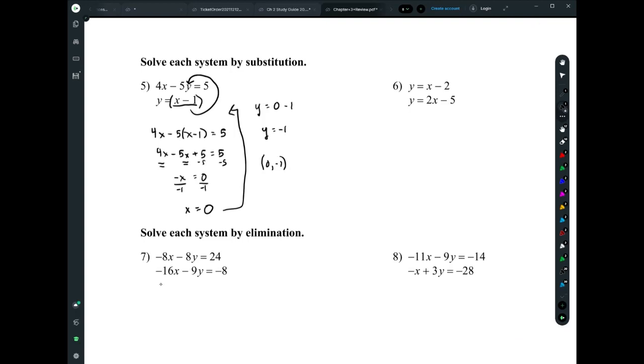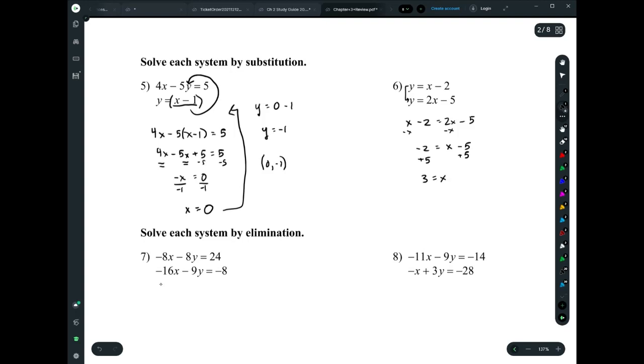If both of them are solved for y, it's pretty simple. We just set them equal to one another. X minus 2 is equal to 2x minus 5. Solving for x, so we can move x to one side. Negative 2 is going to be equal to x minus 5. And then add 5 to the other side. We would have 3 is equal to x.